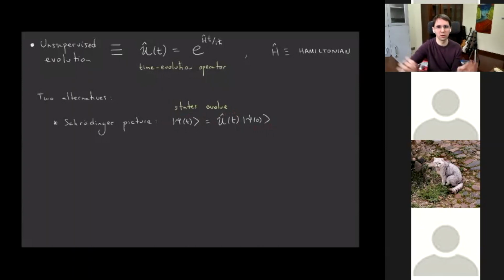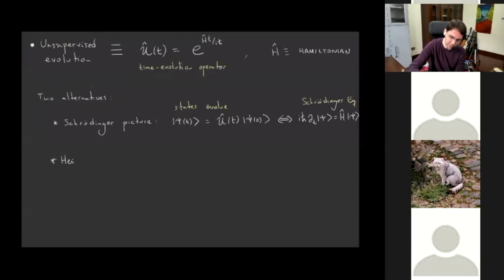And in this picture, operators stay fixed. They do not evolve in time. And if you prefer the differential form of this expression, you can take the time derivative and you will get something that I'm sure you are familiar with, which is known as the Schrodinger equation. Okay, but as I said, there is another alternative.